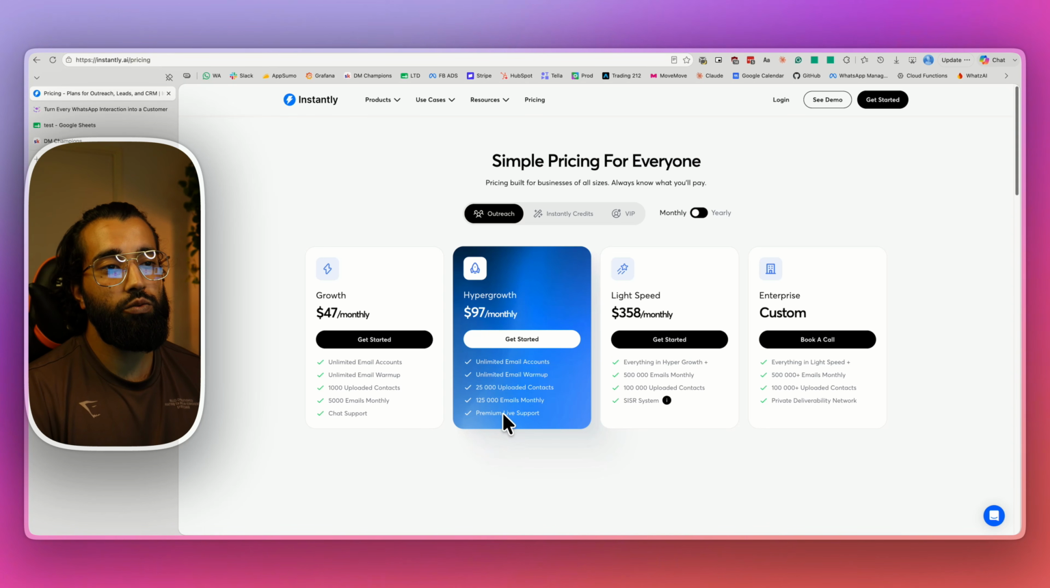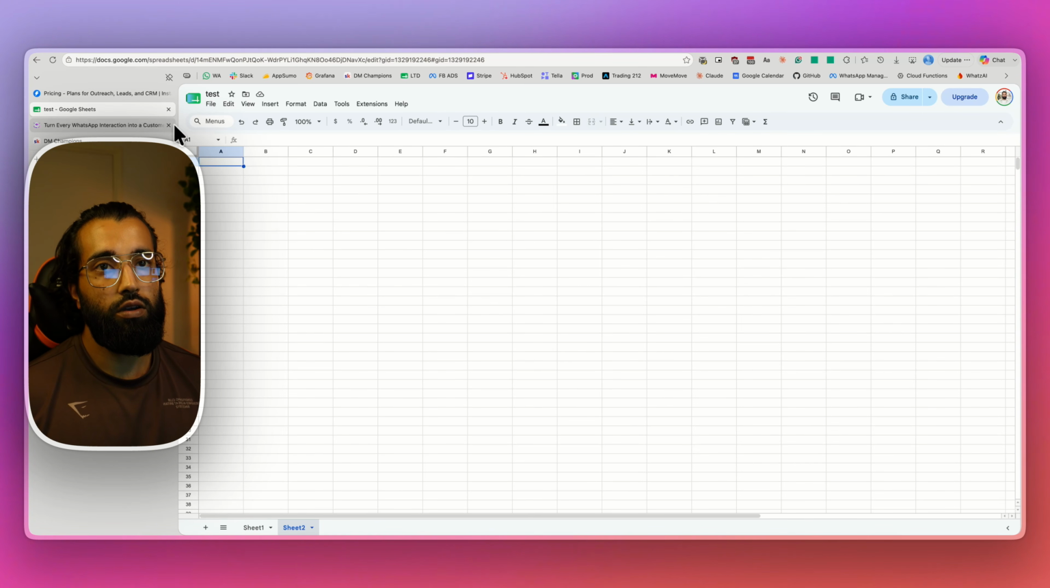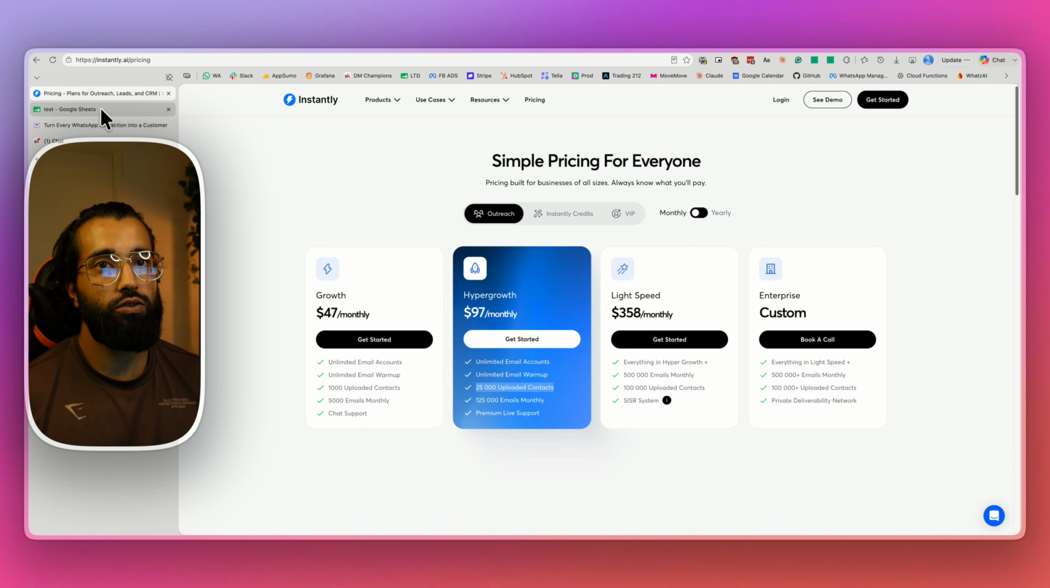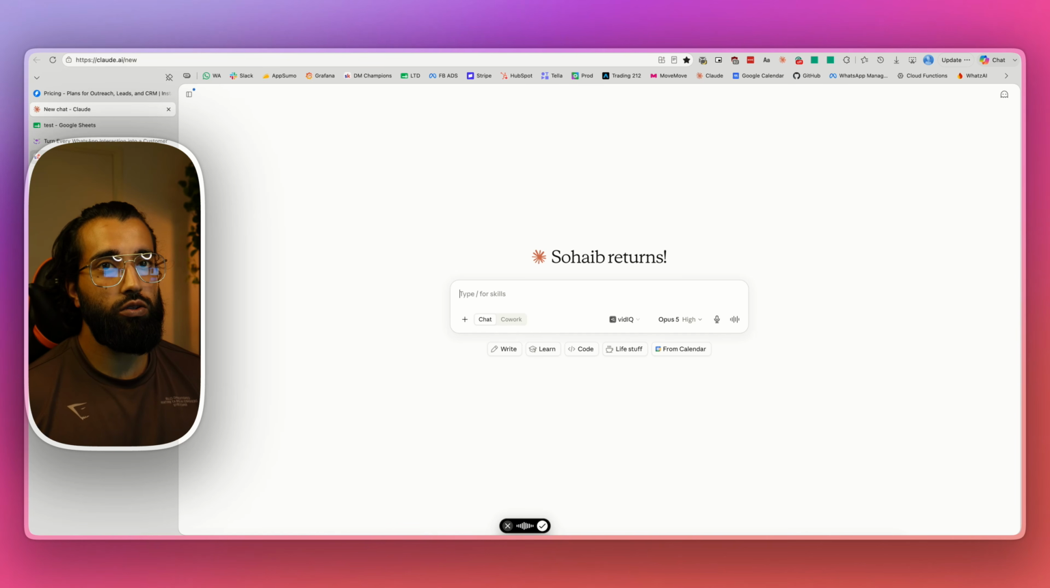So 25,000 contacts you'll be able to reach out to. Let's see if we can note that down in a sheet. And I'll just use Claude, because that's the age we live in. All right, here we are in Claude. So I'll tell Claude what I need. I'm trying to calculate the return on investment of a cold emailing tool. Can you help me out?